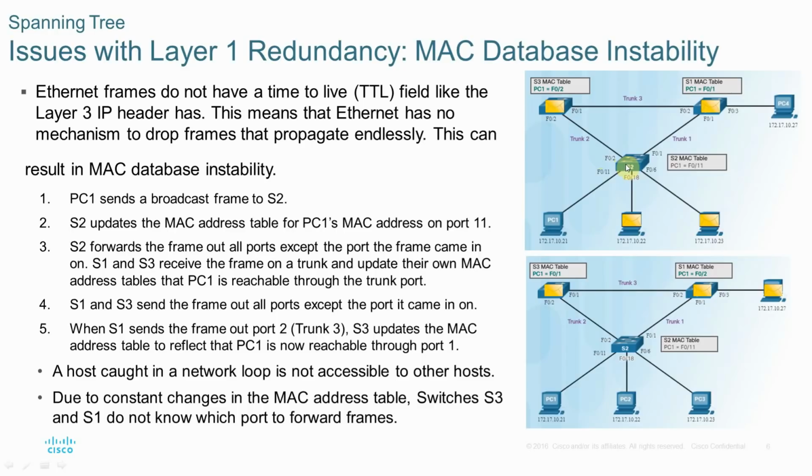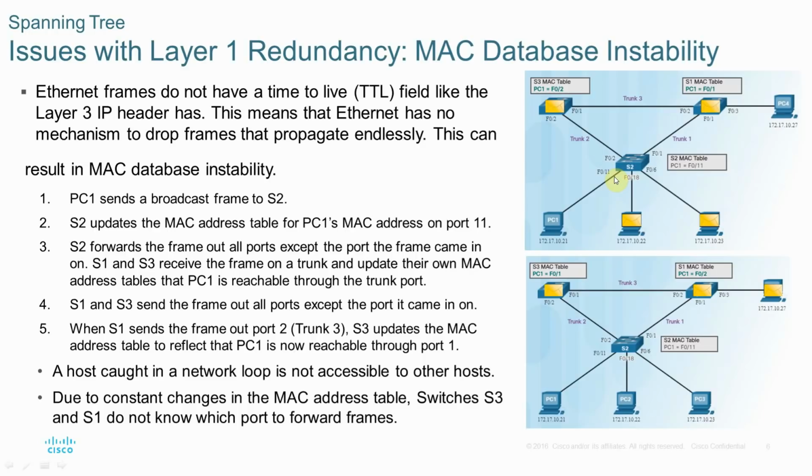So then switch 2 forwards the frame out all the ports except the port the frame came in on. Switch 2 will forward the same frame on this link and this link, but not this one, because it received this frame from this link.